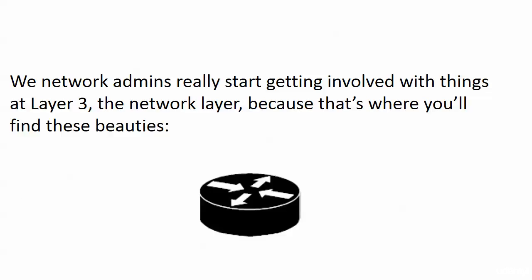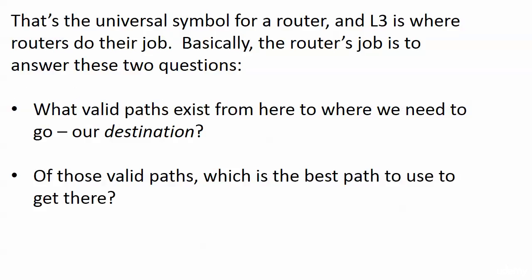And we're going to be working with this beauty a lot, because this is where you and I, as those network admins, really start getting involved with things, because we're now at layer 3, the network layer, and that's where we find this little round cylinder type thing with 4 arrows on top, and that is the universal symbol for a router. For those of you new to Cisco exams, you would be expected to know what that is from sight if they gave you a diagram, and certainly you would be able to do that.